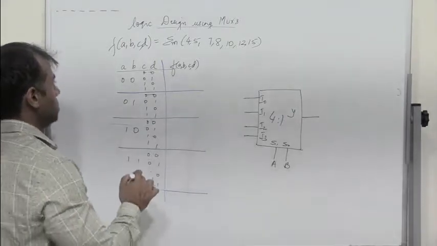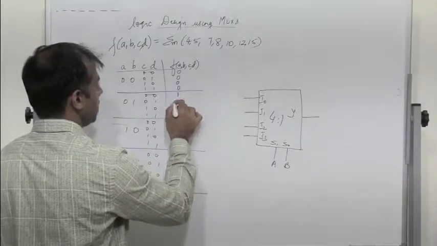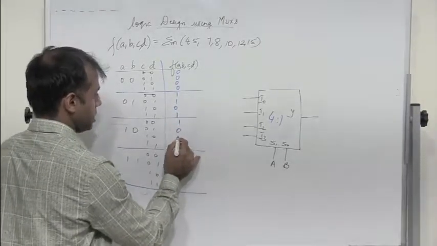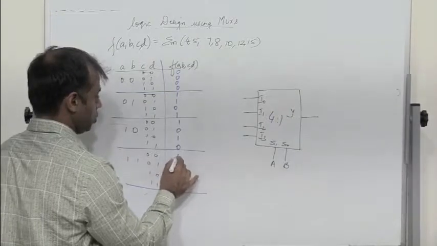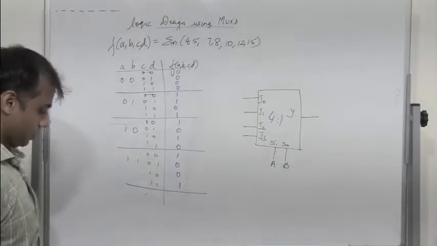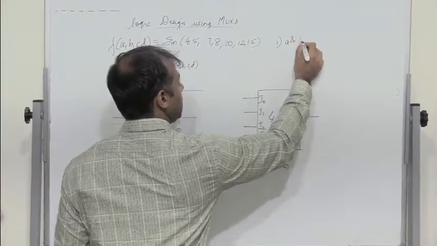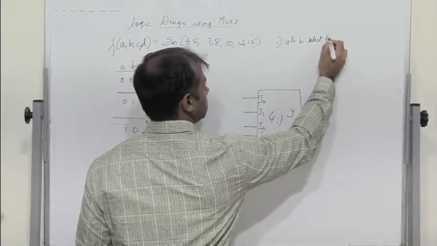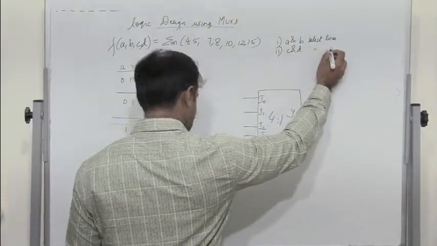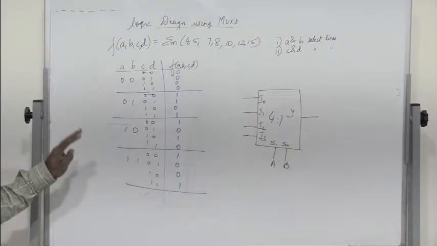Right? So you have 0, 0, 0, 0. Next, 4 is 1, 5 is 1, 6 is 0, 7 is 1. Then 8 is 1, 9, 10, 11, 12, 13, 14, 15. Right? Okay. So there are two cases. Case 1, take A and B as select lines. Case 2, take C and D as select lines. So in the first case, let us take A and B as the select lines.